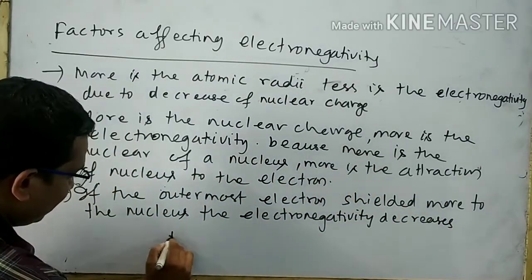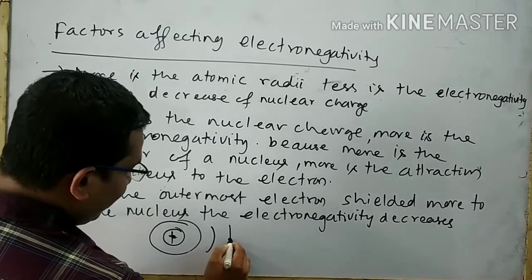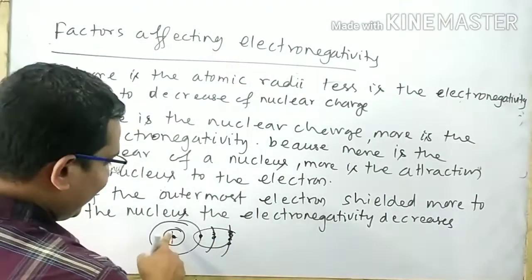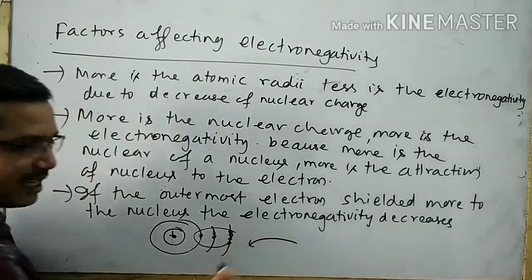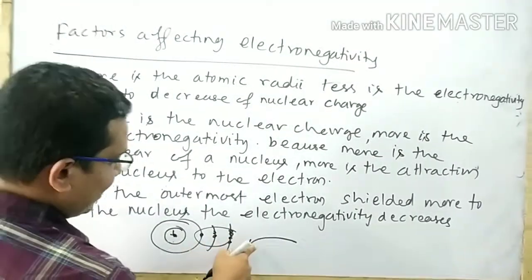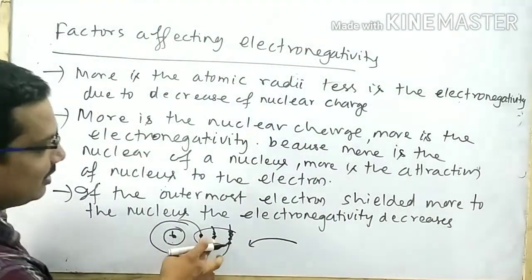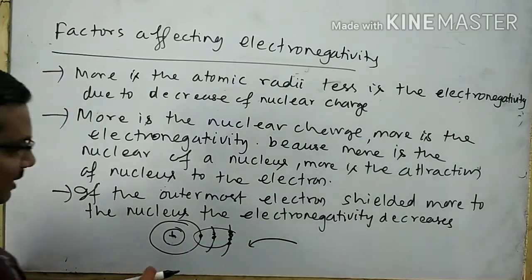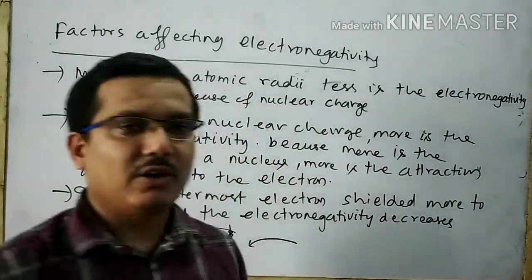Suppose, take an example. Suppose this is your nucleus of an atom. These are the shells present. If more electrons are present here, then these electrons shield the nucleus more. As a result, the effective nuclear charge decreases towards another electron present outside the shell. So the nucleus has less attraction towards the electron present on the outer side due to the presence of these electrons. Remember, if more electrons are present in the inner shells, they shield the nucleus more. As a result, the electronegativity of the atom is less. That is all about your electronegativity.